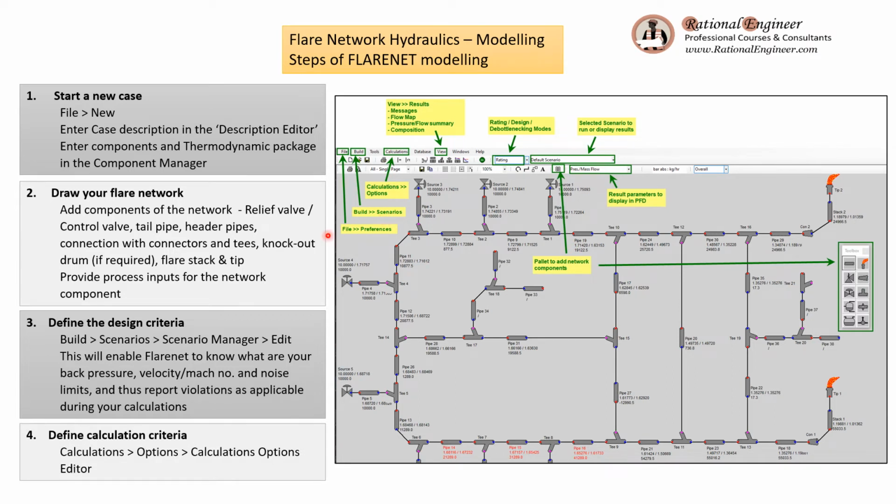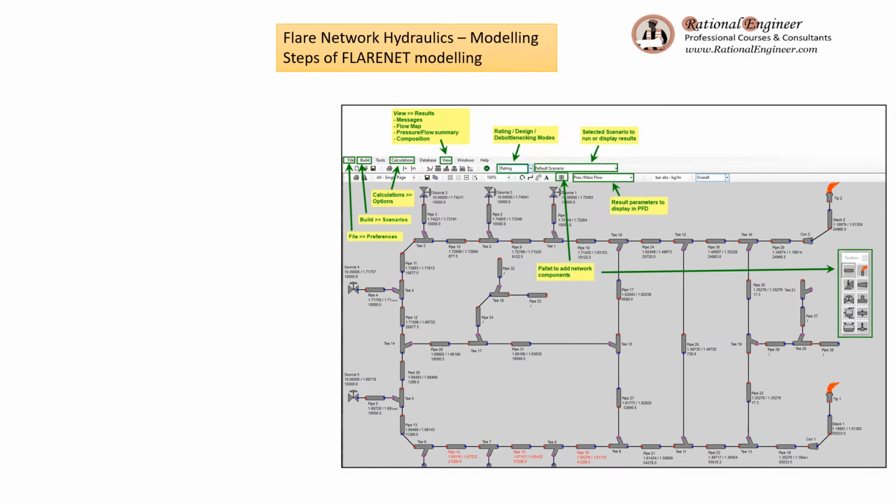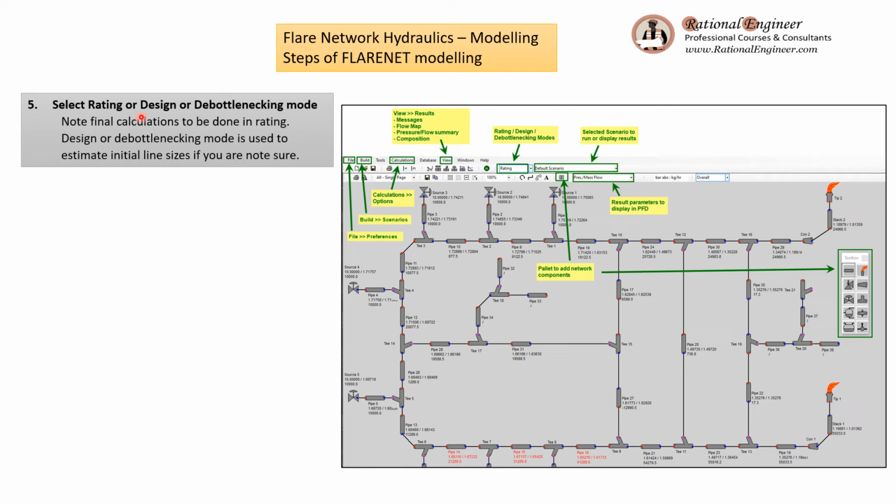Next, you can define the calculation criteria from calculations and options and go to the calculation options editor. You can select design or debottlenecking mode here if you don't know the sizes of your tailpipes, flare headers, so that the model can estimate the required size. And finally, the rating mode for the final selected size. In case of an existing flare network, you would straight away start with rating mode so that it does not try to estimate the size on its own, and the size given by you is used.